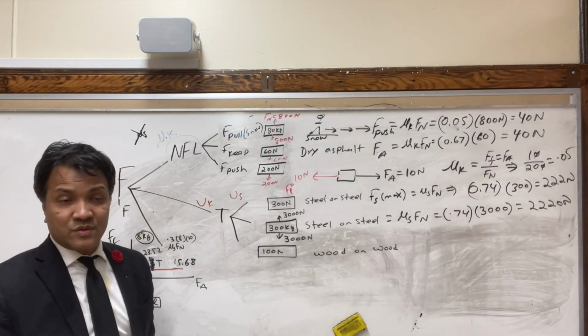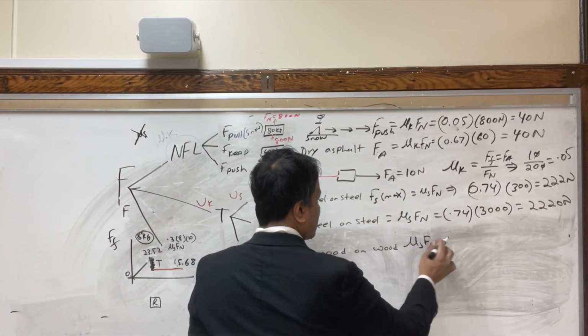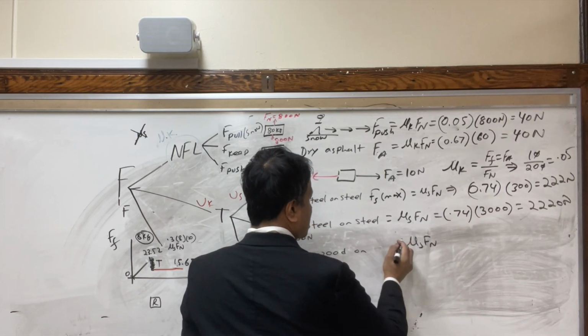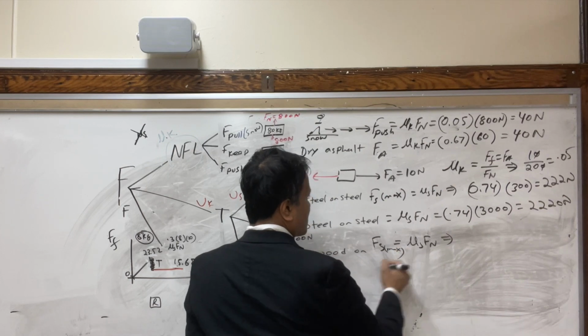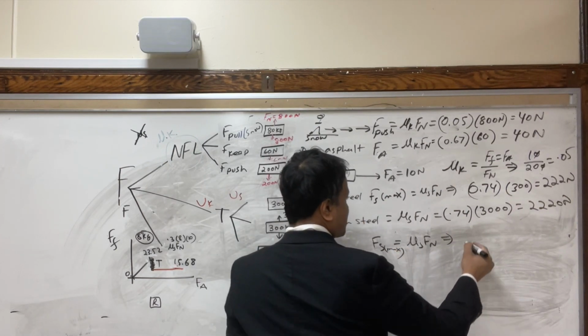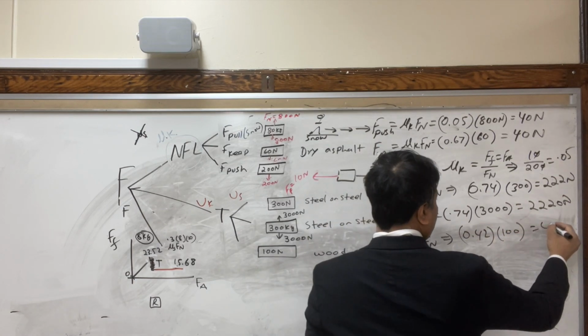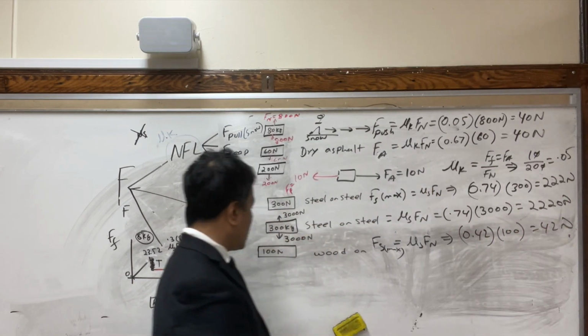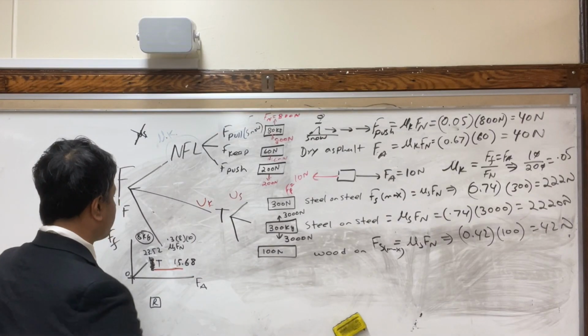Now wood on wood. Okay. Mu s Fn is equal to Fs max, of course. Mu s is 0.42 and weight is 100. So it's 42 Newton. Now let's do Newton's second law finally.